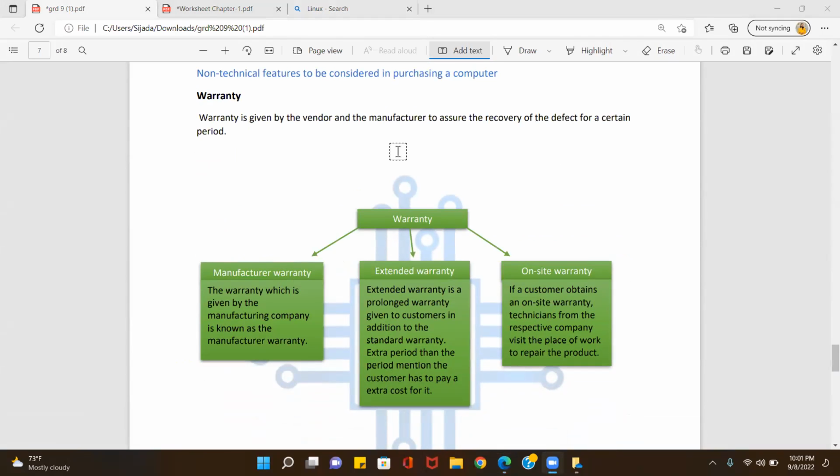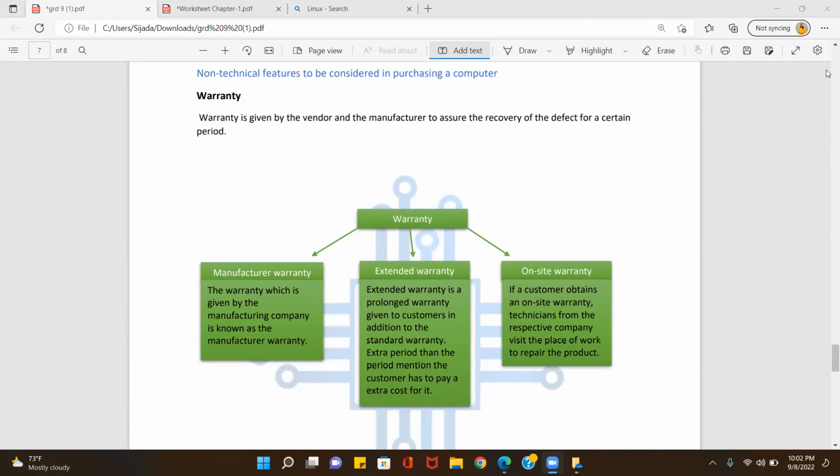Yeah, okay. Now, non-technical specification. There are only 3 non-technical specifications: warranty, price, and service after sale. What is warranty? Warranty is where a particular vendor, the person from whom you are buying the computer, gives you a guarantee for any damages that occur to the computer during a period of time. That is called warranty.